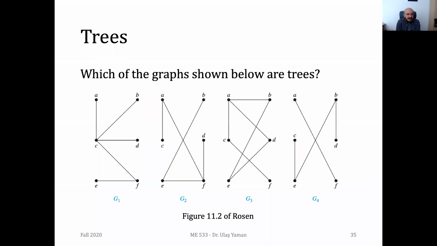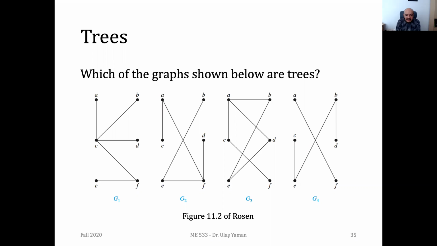So any comments, guys? G4. One says G1 and G4. Other says G1, G2. Just G2, G4. So none of you said G3. Except G3, you say G1 and G2.